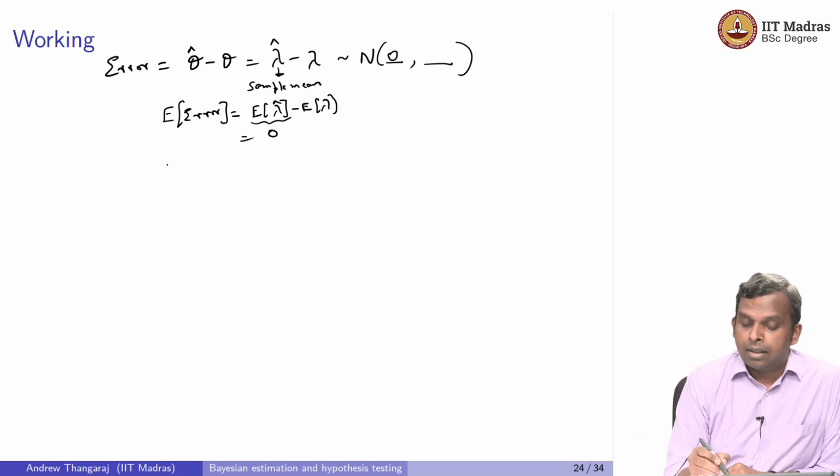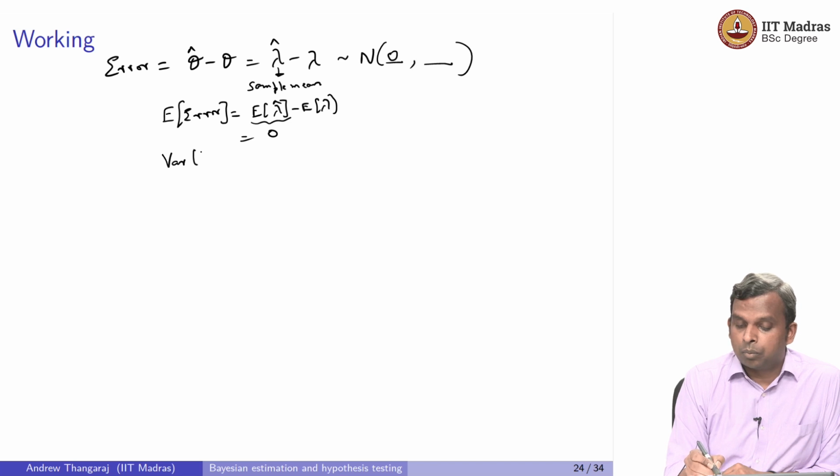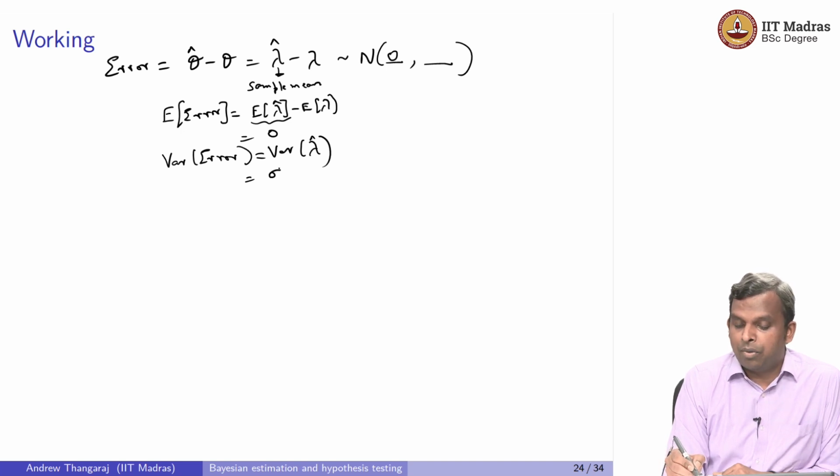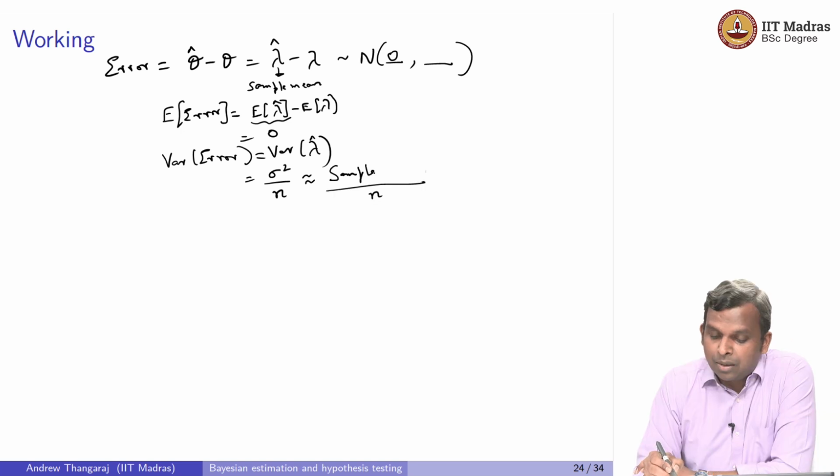What about the variance? Now what is the variance of the error? Since lambda is a constant here, that's the same as the variance of lambda hat. So that's the variance of the sample mean, and the variance of the sample mean we know is the distribution variance divided by n, the number of samples. We know this, but we don't know the value of sigma, right? So we approximate it by the sample variance. So we just take the sample variance by n, okay?